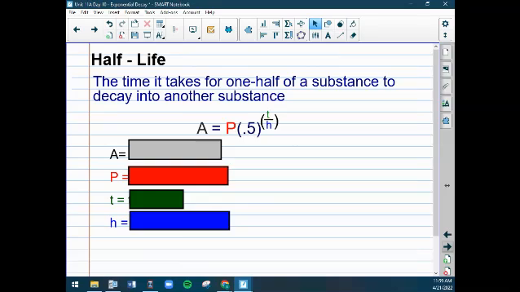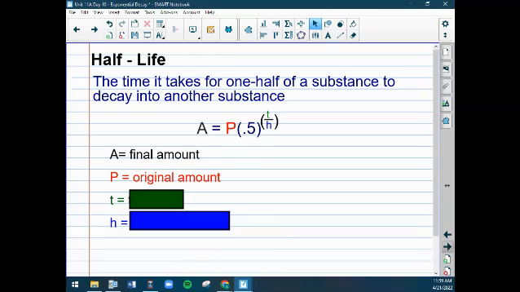All right, so the equation of half-life is A equals P times 0.5, where 0.5 represents half of the life, to the power of T divided by H. Now, T divided by H is all in the exponent. A represents the final amount after a certain amount of years. P represents the original amount. T represents the time. And H represents the half-life time.